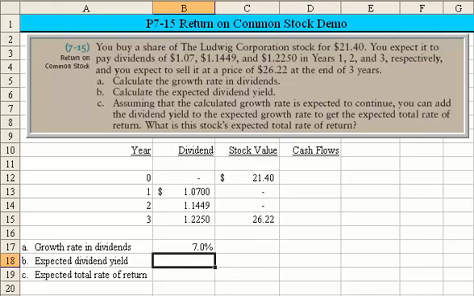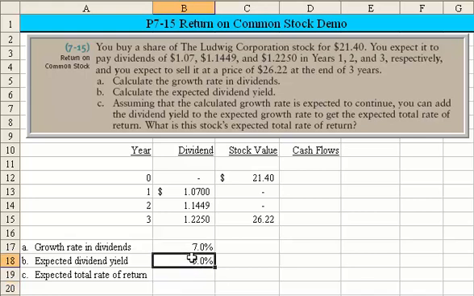Now the next thing we need to calculate is the expected dividend yield. The way we do that is we take the dividend in the first period divided by the stock price. That's how we calculate the expected dividend yield. It's right from the formula in the text. Let me format that as well, and we come up with 5%.